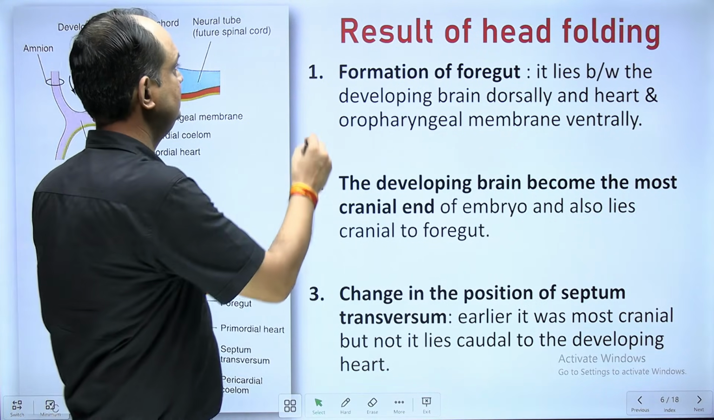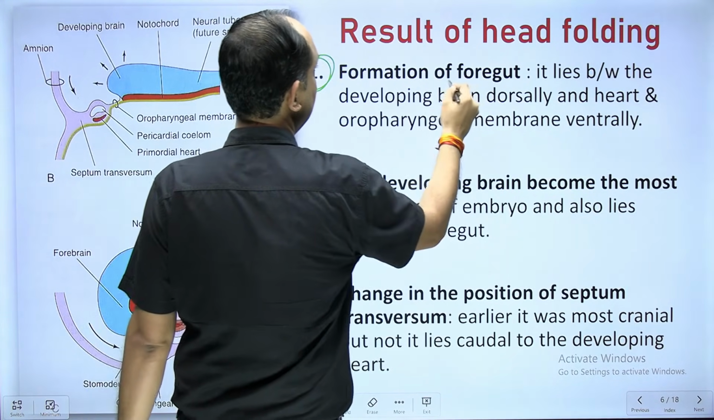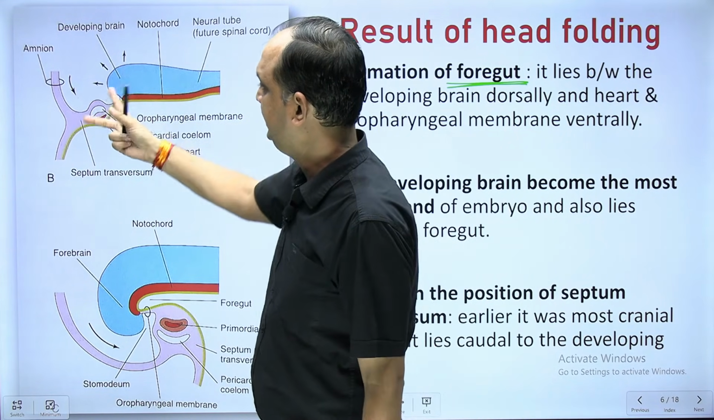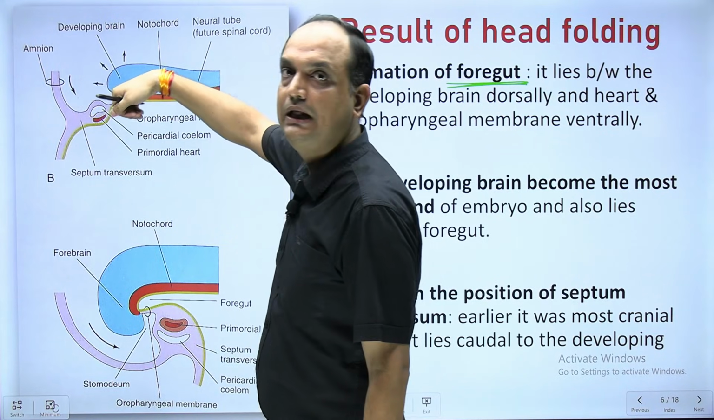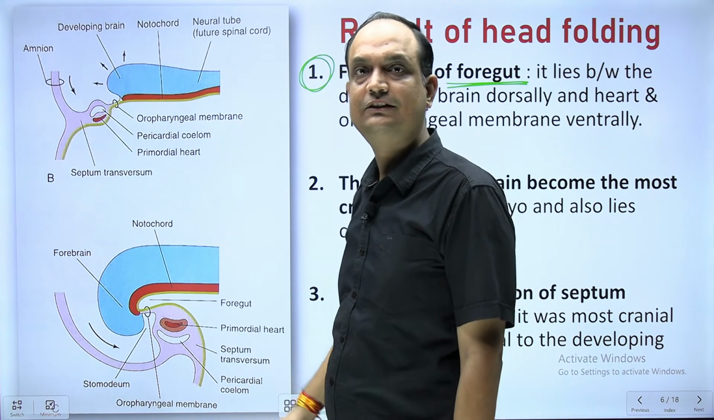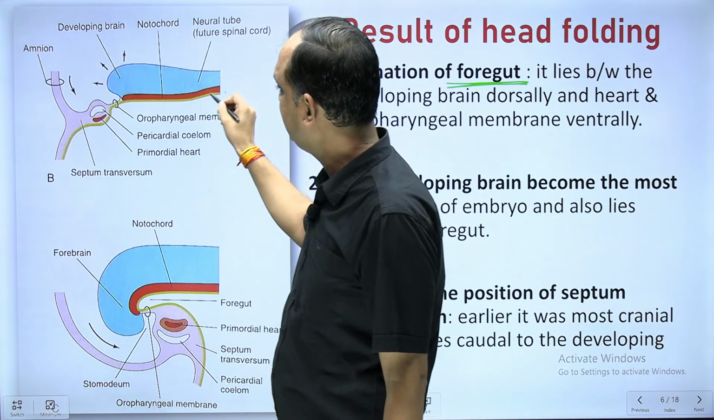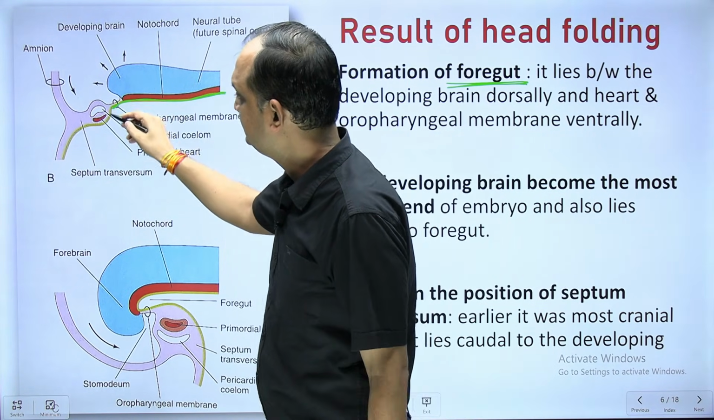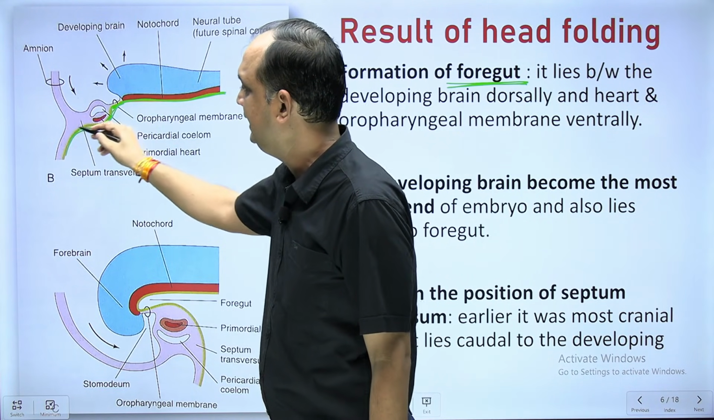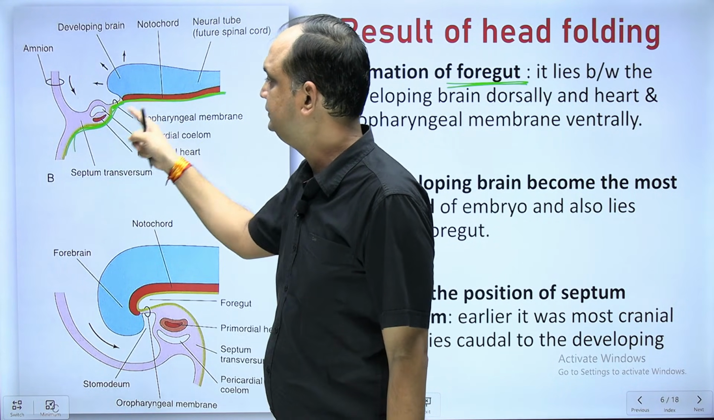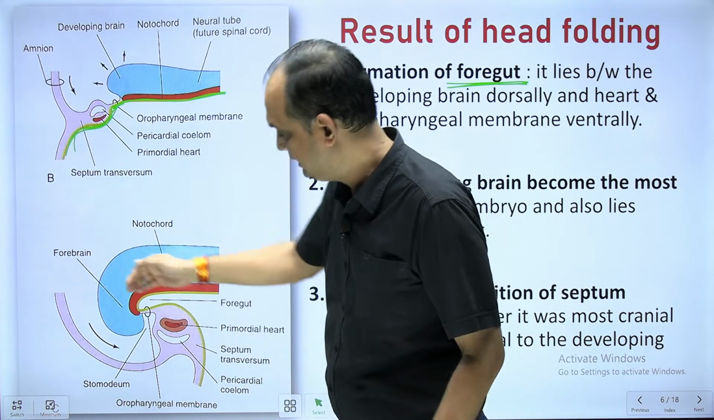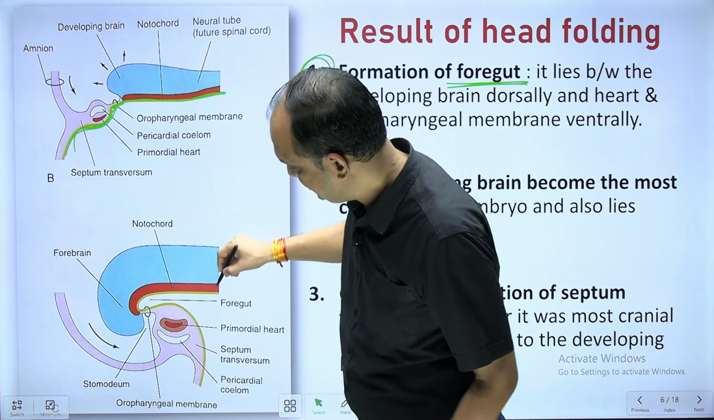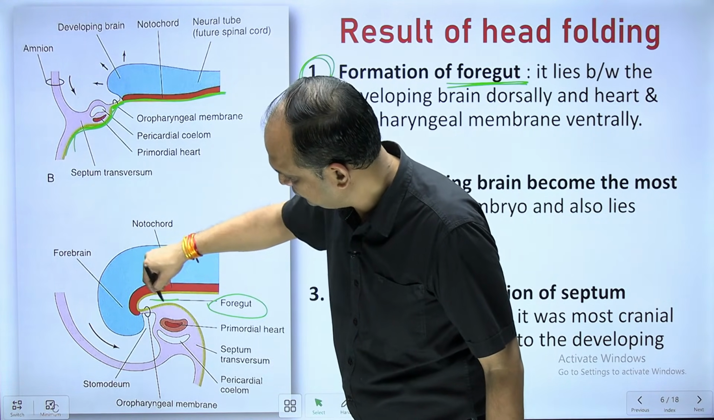So, my dear students, the first result is formation of foregut. Now, what is happening here is that when this anterior part is going downward and rolling towards the ventral aspect, there is a yolk sac in the lower portion of the neural tube. Now, this yolk sac, which is lined by endoderm, has an area trapped between the anterior fold and the neural tube. Now, here this trapped area is known as foregut.